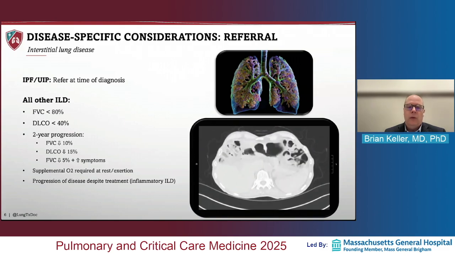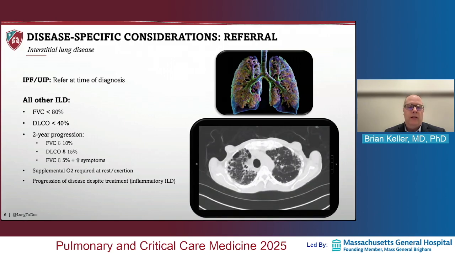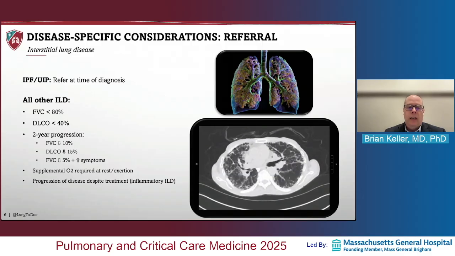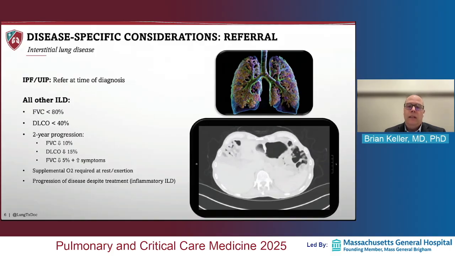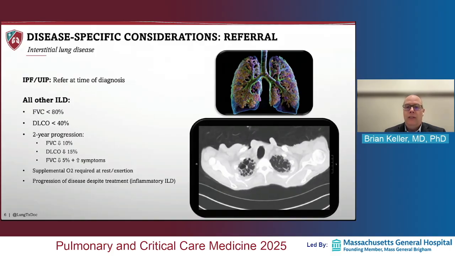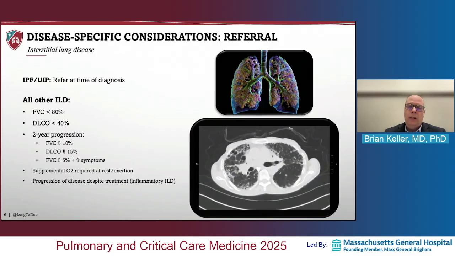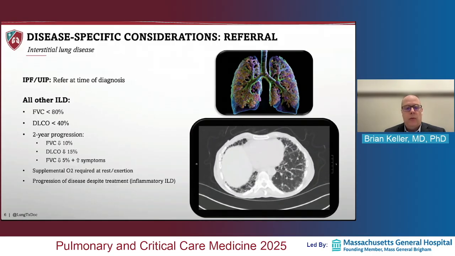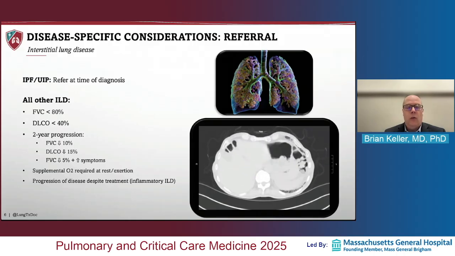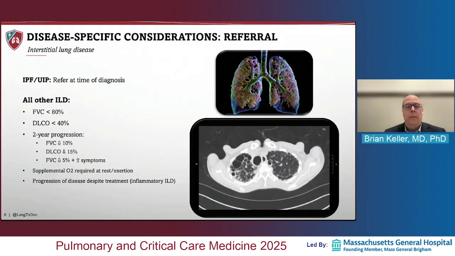So patients who have a decrease in their forced vital capacity or their diffusing capacity for carbon monoxide of less than 80% for the FVC or less than 40% for the DLCO, or a decrease in their FVC or DLCO of 10 to 15% over a 2-year period would be an indication that a patient may benefit from a transplant referral. Also, if patients are requiring oxygen at rest or exertion, or if they're having progressive disease despite optimal treatment.